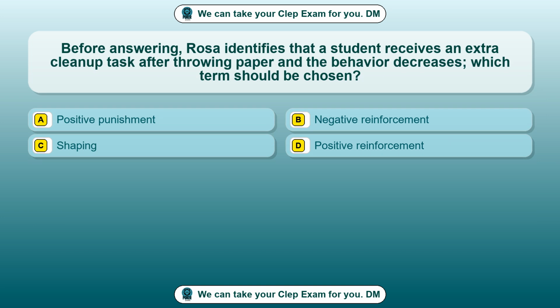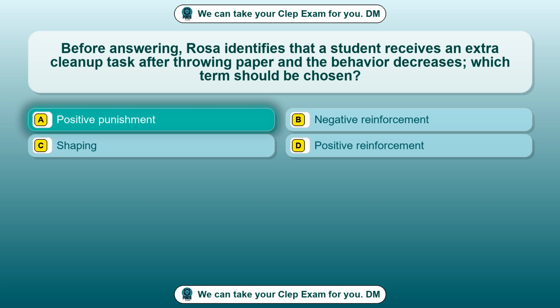Question 4. Before answering, Rosa identifies that a student receives an extra cleanup task after throwing paper and the behavior decreases. Which term should be chosen? Option A, positive punishment. Option B, negative reinforcement. Option C, shaping. Option D, positive reinforcement. The correct answer is option A, positive punishment.